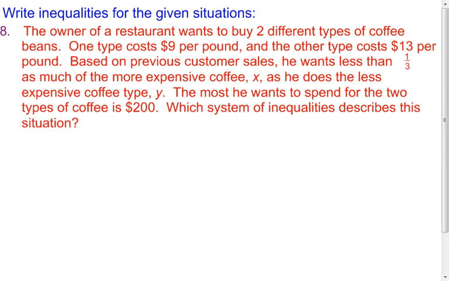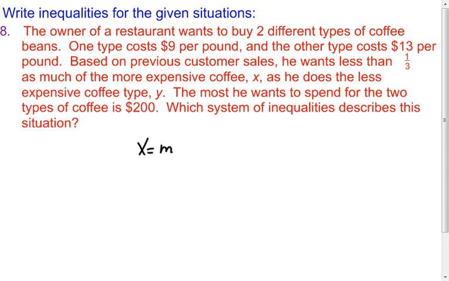And the next one, the owner of a restaurant wants to buy 2 different types of coffee beans. One type is $9 per pound, and the other type is $13 per pound. Based on previous customer sales, he wants less than 1/3 as much of the more expensive coffee as he does the less expensive coffee. The most he wants to spend for the 2 types of coffee is $200. Okay? So here's what I want you to think about.